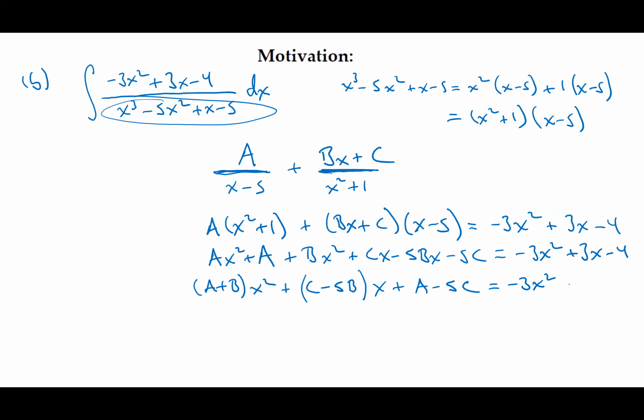And so what I'm going to do is essentially equate coefficients. There's other ways to do this, but I can at least notice that my coefficient of x squared is a plus b. That should be negative 3. My coefficient of x is c minus 5b. That should be positive 3. And my constant term rather, is a minus 5c, and that equals negative 4. So you have a system of equations here, and you can very easily solve these.